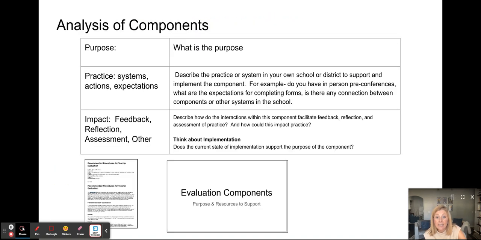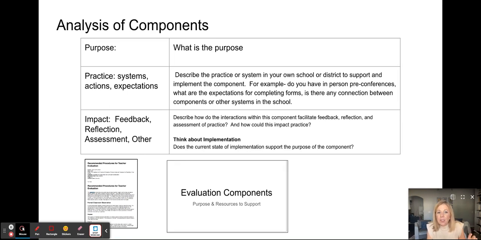I have provided 2 documents to support you in completing this analysis. So first, there's an analysis framework in the assignment, and you're first going to identify the purpose of the component, and then you're going to look at practice. So you're going to describe what the recommendations are for how this would be implemented. And you're also going to think about how it is being implemented in my building? What is my experience? What am I seeing?